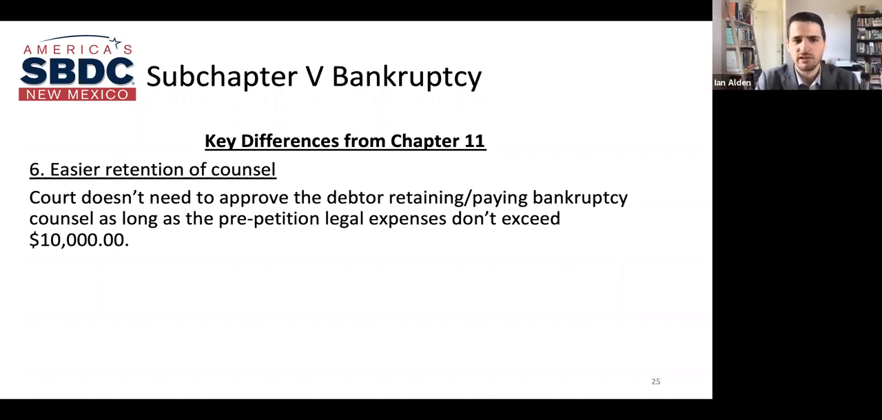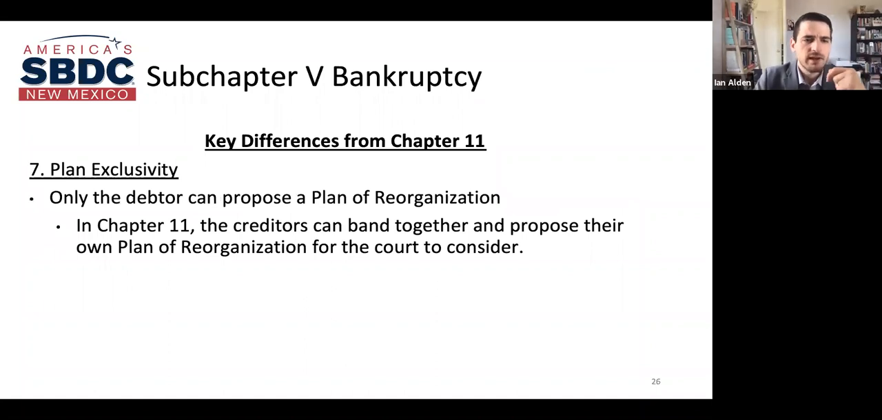It's a little easier to retain counsel in Subchapter 5. The process is less strict. There's less of an oversight and approval process by the court. So as long as you're not racking up huge fees, especially pre-petition, you should be able to retain counsel even after the petition is filed without court oversight or approval.